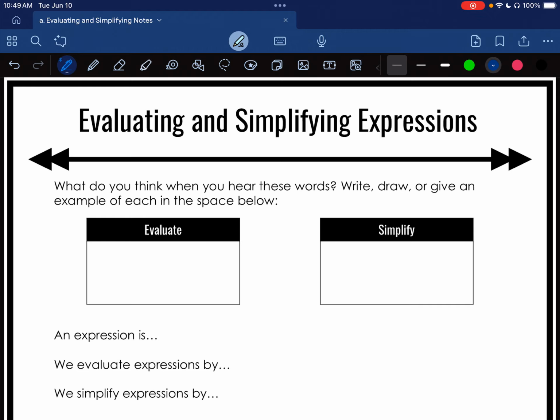So I want to know, what do you think of when you hear the words below? You can write or draw or give an example in each box what you think of when you hear the word evaluate and what you would think of when you hear the word simplify.